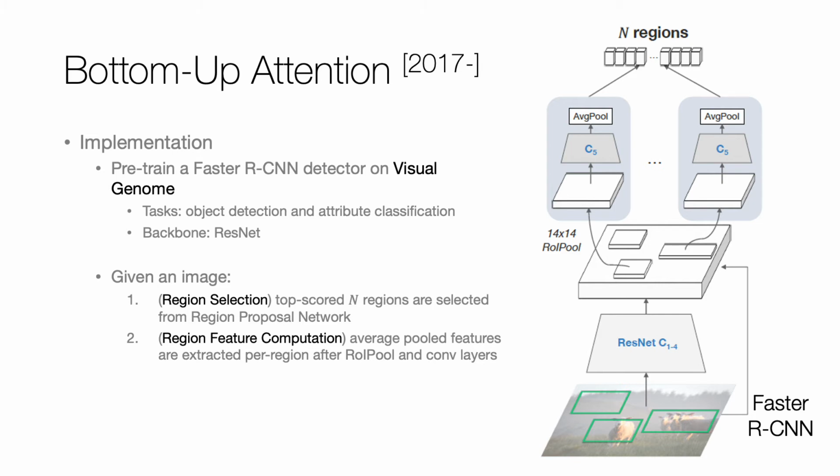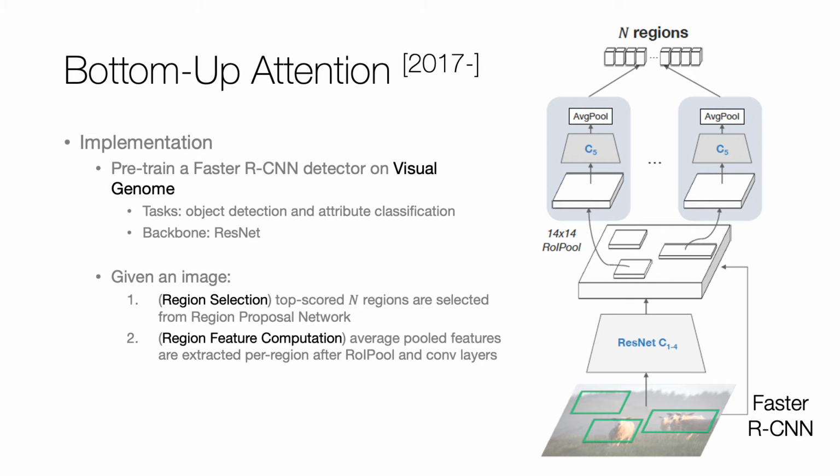Then, given an image, the detector does two things. First is region selection, which is fulfilled by region proposal network that picks the top n bounding boxes. Second is region feature computation, where each selected region will pull features from the shared feature map and do some computation to get the representations for that region. And finally, features from all selected regions are stacked together to form the representation for the entire image.